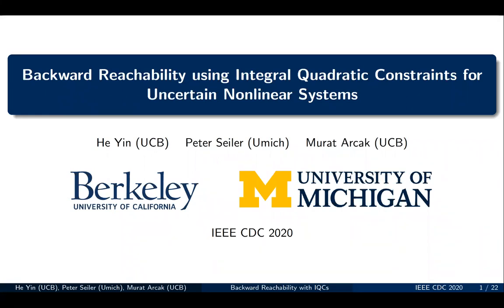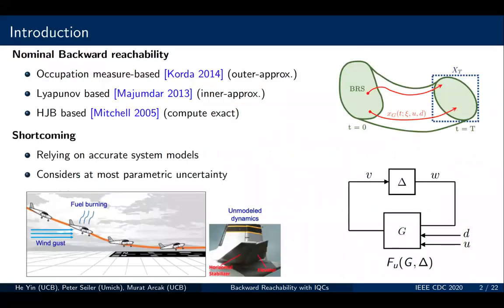Our topic is backward reachability using integral quadratic constraints for uncertain nonlinear systems. Backward reachability has been studied with several methods, including occupation measure-based method, Lyapunov-based method, and HJB-based method. A shortcoming of the existing methods is that they rely on accurate system models. Only uncertain parameters have been addressed.